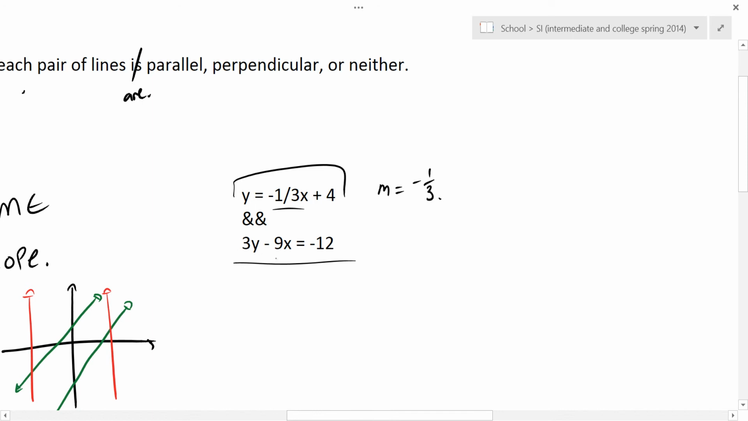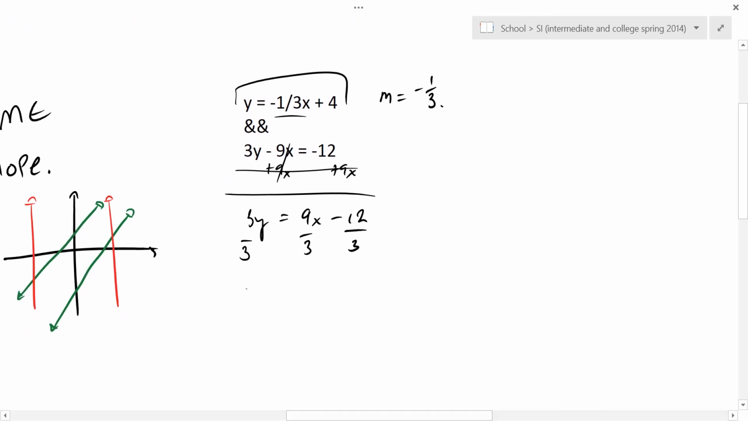So in order to solve for y on this equation, I'm going to add 9x to both sides. So I get 3y equals 9x minus 12. Beautiful. Now let's divide both sides by 3. Divide by 3, divide by 3. So I've got y equals 9 divided by 3 is 3, so I've got 3x minus 4. I can pick out the slope. The slope is 3. For this one, the slope is m equals 3.